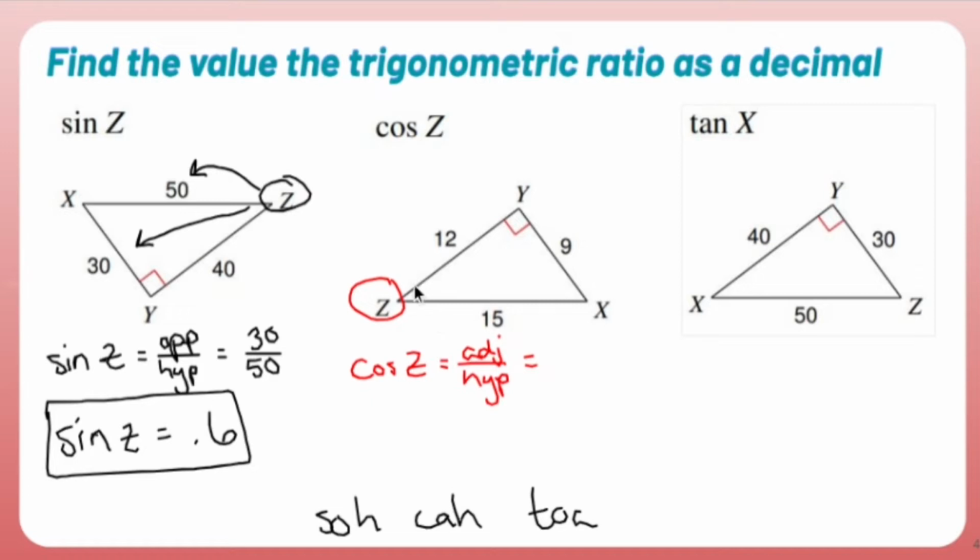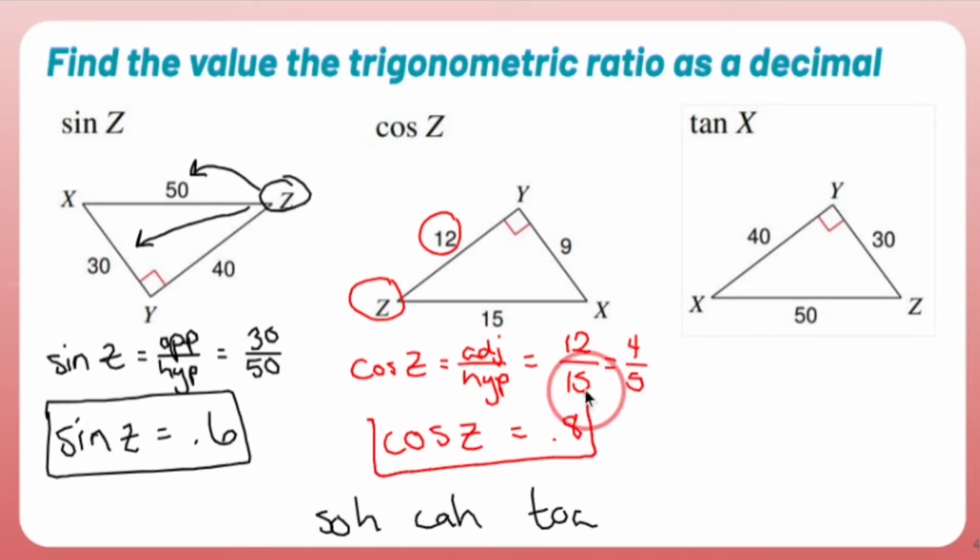So if you look at Z over here, and if you're thinking, isn't 12 and 15 adjacent? Isn't 12 and 15 both next to Z? They sure are. But 15 is the hypotenuse, which would make 12 the adjacent side. Now, 12 over 15, this fraction is not near as friendly as this, but if I notice that both of these are divisible by 3, that becomes 4 over 5. And I know 4 over 5 is the decimal 0.8. So cos Z is going to be 0.8.